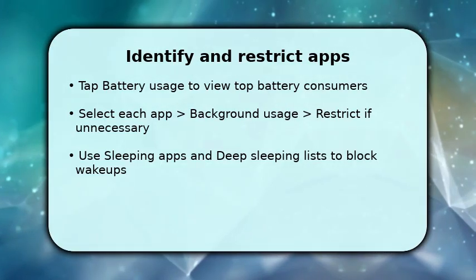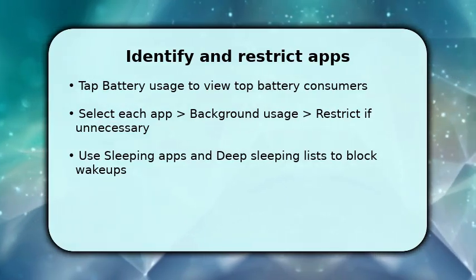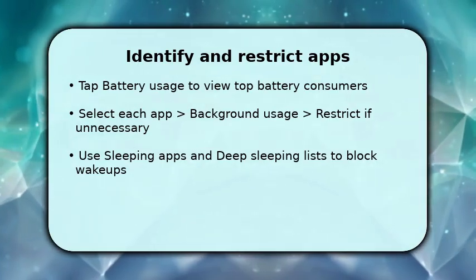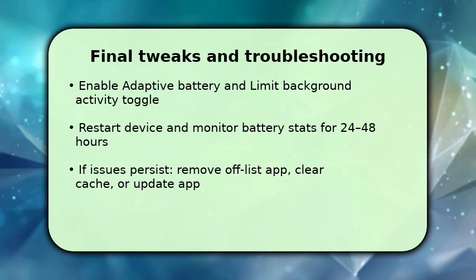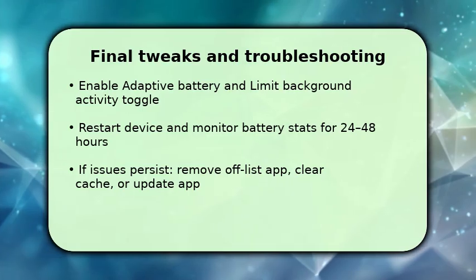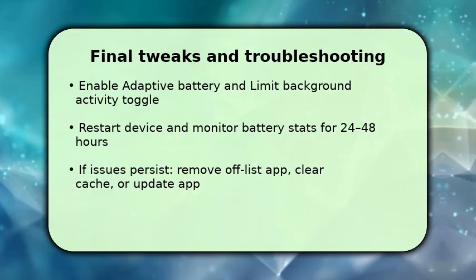Then add true offenders to sleeping apps or deep sleeping apps to prevent them from waking the device. Once done, these layers reduce background CPU, network use, and unnecessary wake locks. You finish by enabling adaptive battery and turning on limit background activity to let the system optimize automatically. These settings reduce power to rarely used apps over time.